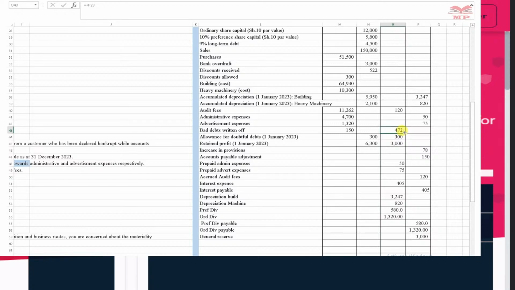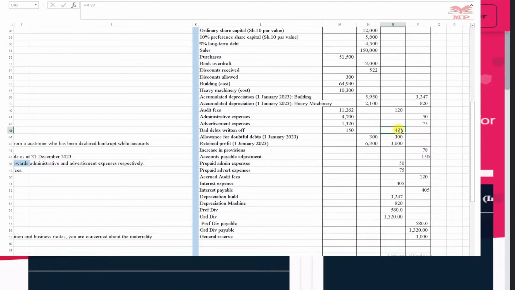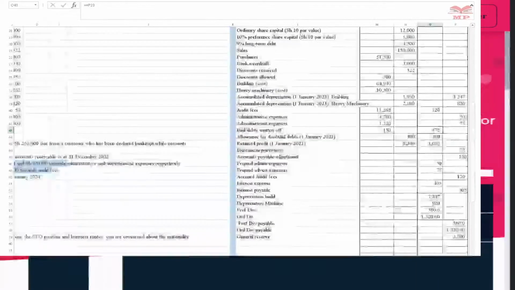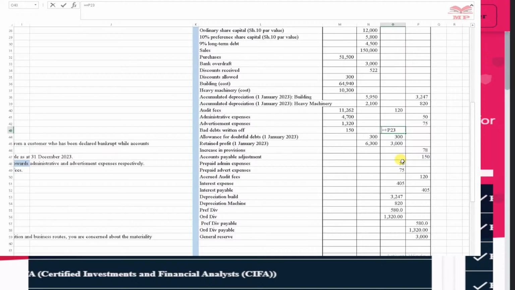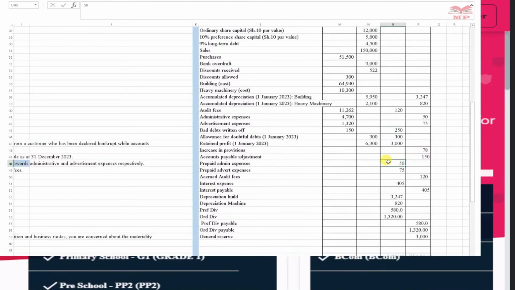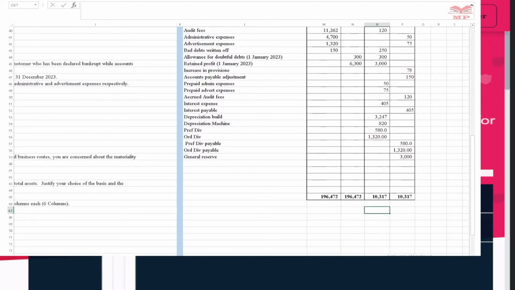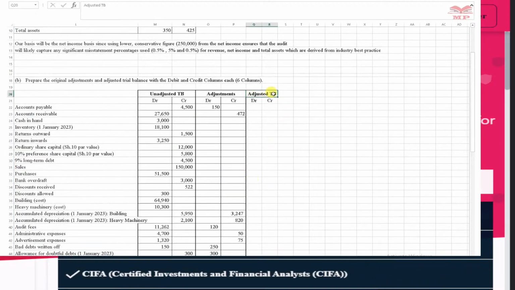And we have bad debts written off should not be 472. The bad debts written off, we are saying should be a different figure. Which figure should it be? It should be the 250,000 right over here. So we just change it to 250 there, and that's it. It's managed to balance off. So we now proceed on and analyze the final part, adjusted trial balance.